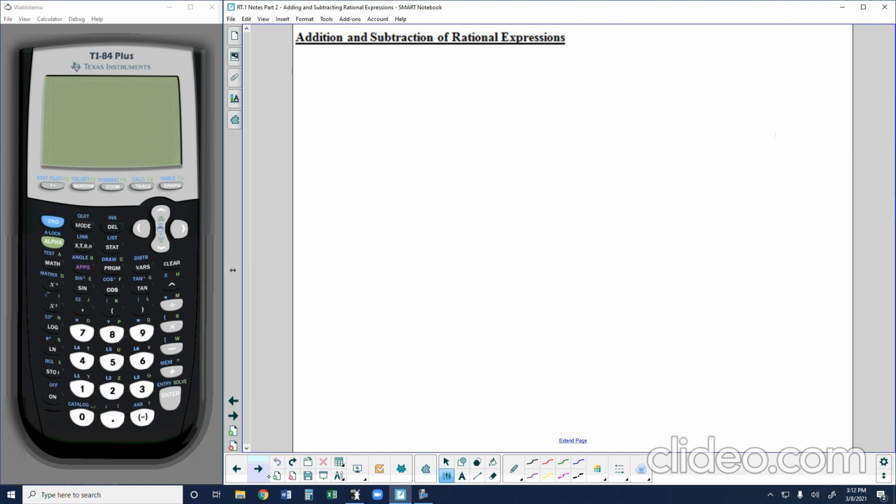Addition and subtraction of rational expressions follows the same concepts and processes that we had when we added fractions using numbers with integers for numerators and denominators. So I'm going to give you a series of steps, and we're going to walk through these steps in an example and then take a look at a few more examples.